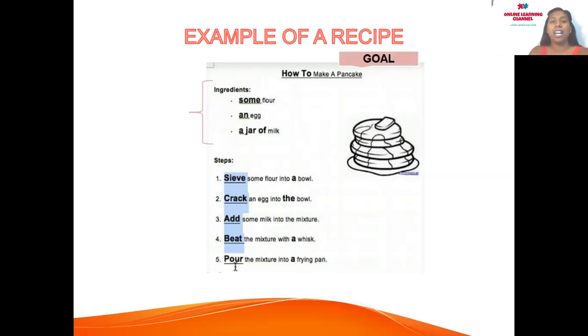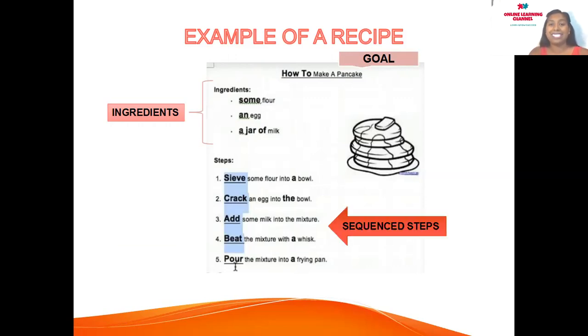The goal is how to make a pancake. Then we'll have our ingredients. Instead of writing the word ingredients, you could also write what you will need. There's some flour, an egg, a jar of milk. Then we have our sequenced steps. As you can see, 1 to 5, our sequence steps in order.